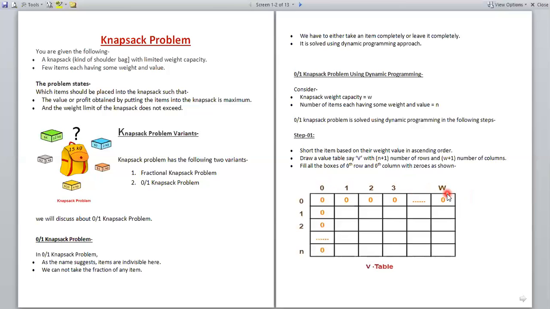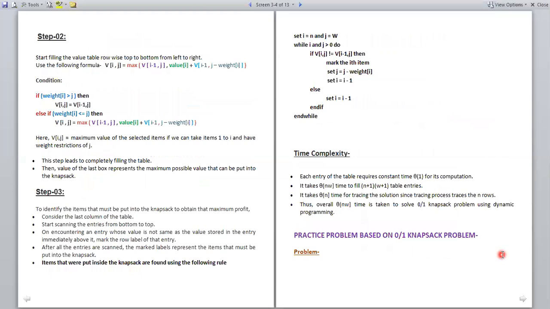Okay, so first this is your 0th row and this is your 0th column. When you don't have any item, that means your weight is also 0. So that's why we fill all the weight values with 0 for the corresponding row, and all the columns in that row are filled with 0, because you don't have any item and so you don't consider any weight value. And then go to the next step, step 2.